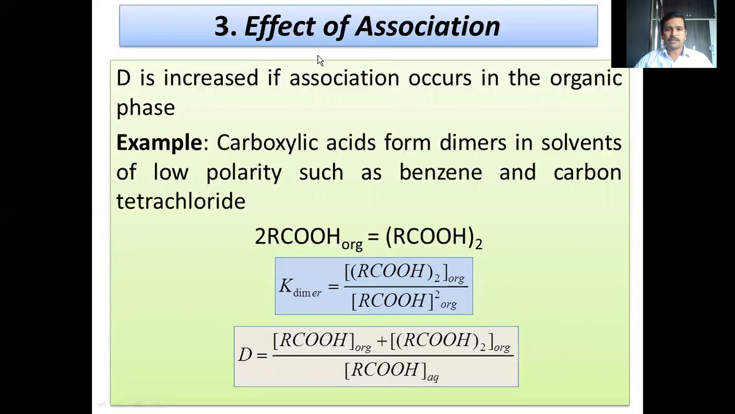Another important factor is the effect of association. If association occurs in the organic phase, the value of D is going to be very, very high. What is association? Very simple. You take a simple molecule and two molecules associate together. That is known as a dimer. Say, for example, any carboxylic acid: once it is extracted into the organic solvent, two molecules of the carboxylic acid combine together to form a dimer.